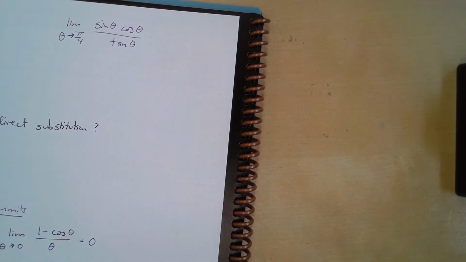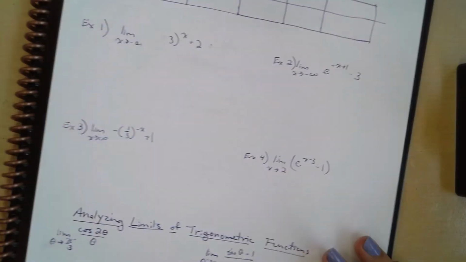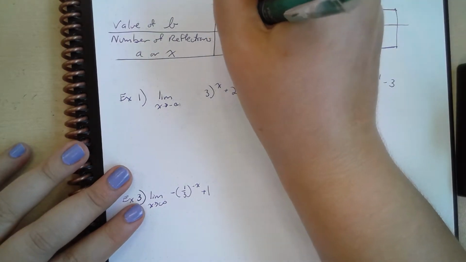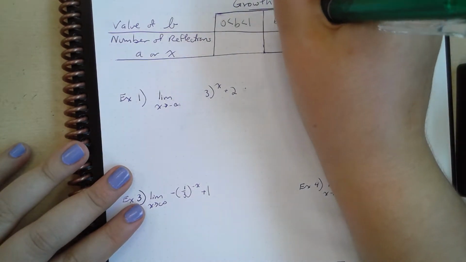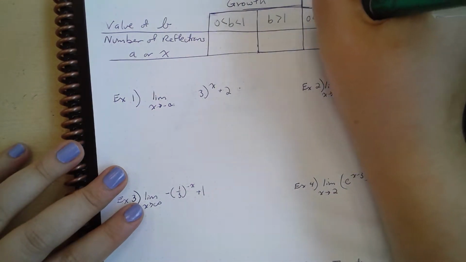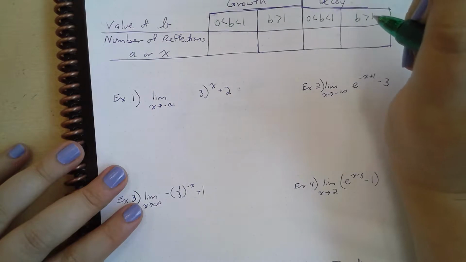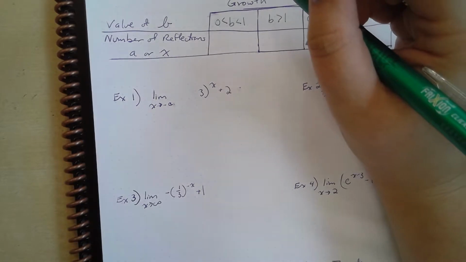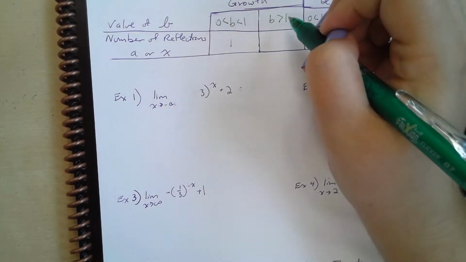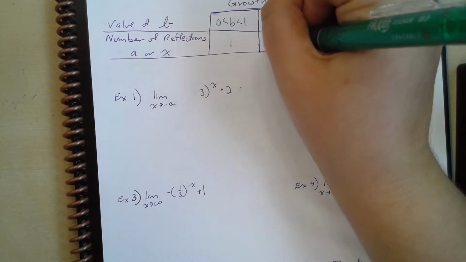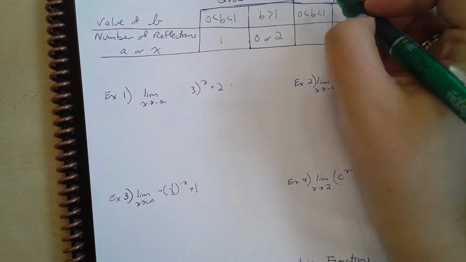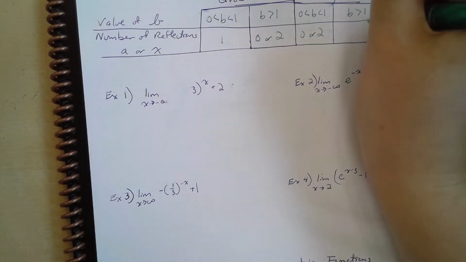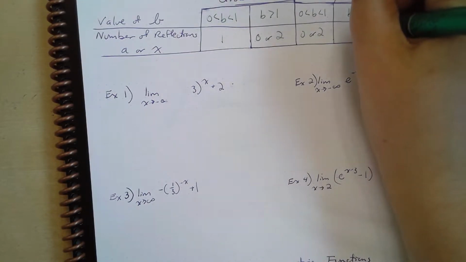If we have growth, our values of b can either be between 0 and 1, or they can be greater than 1. Same for decay. Our values of b can be between 0 and 1, or b can be greater than 1. And when we have growth, when b is between 0 and 1, we're going to have 1 reflection. And if it's greater than 1, we're going to have either 0 reflections or 2 reflections. Now with decay, if b is between 0 and 1, that's when we're going to have 0 or 2 reflections. But we would have 1 reflection if b is greater than 1.